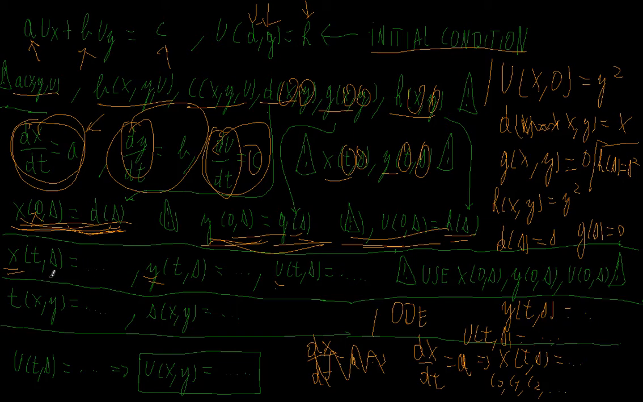So once you have done that, once you have found your x of ts, y of ts, and u of ts, you will solve for t and s with respect to x and y. Like if you have y is equal to t and x is equal to, I don't know, t plus s, you know that t is equal to y, and so you can replace your t in the second equation with y. You will have x is equal to y plus s, so s is equal to x minus y.